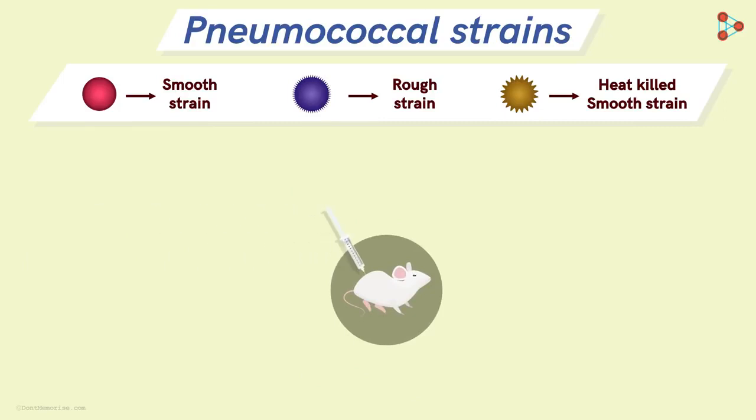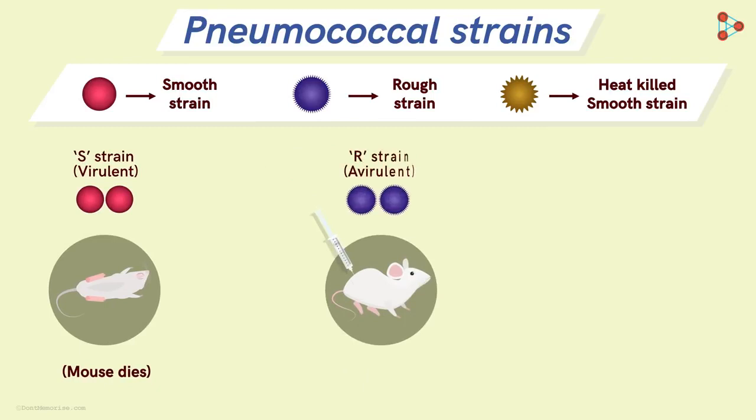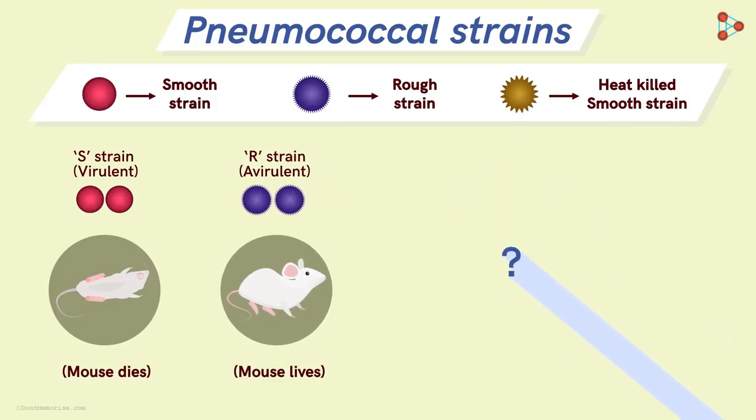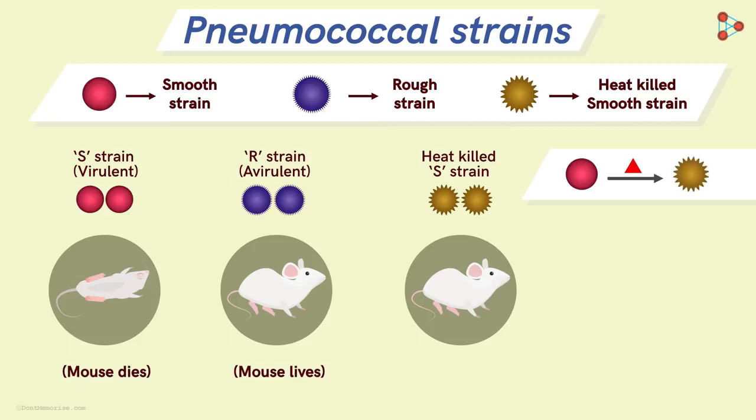He first injected a mouse with the S strain, which is the smooth strain of the pneumococci. As expected, the mouse died. Similarly, on injecting another mouse with a rough strain, the mouse survived. This was pretty much anticipated by him because the rough strain is usually the avirulent one. What was done next? Now the third mouse was injected with the S strain, but after the bacteria were heat-killed. That means he heated the S strain to extreme temperatures, which killed the virulent strain and made it ineffective. So the injected mouse survived.